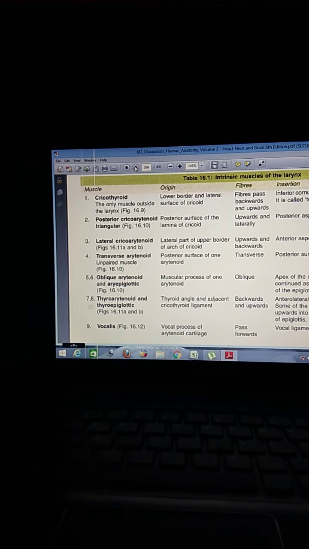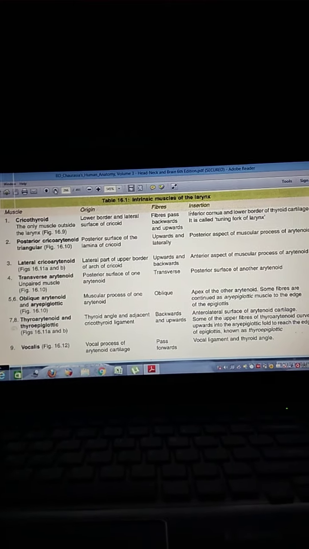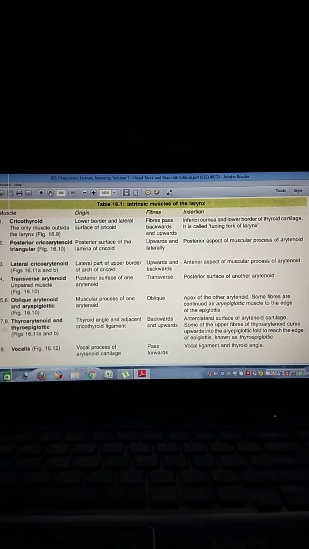Now 5 and 6, the oblique arytenoid and aryepiglottic muscles. Origin: muscular process of one arytenoid, and its fibers run obliquely to the apex of the other arytenoid. Some fibers continue as the aryepiglottic muscles to the edge of the epiglottis.